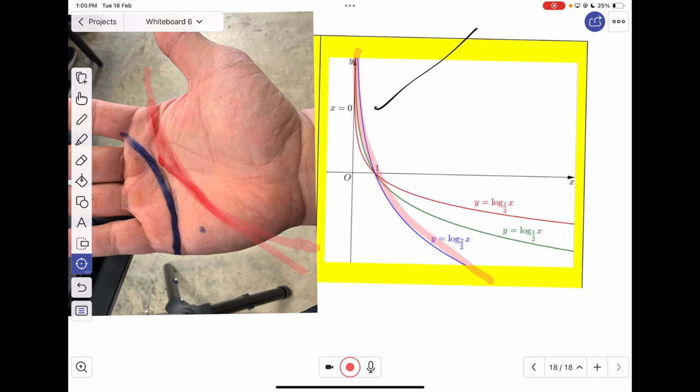Same here. Like this, base more than 1. Like this, base less than 1. Base more than 1, base less than 1.